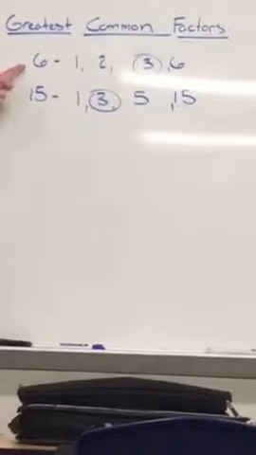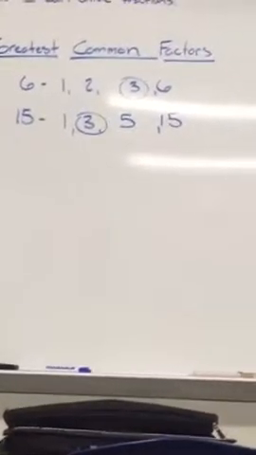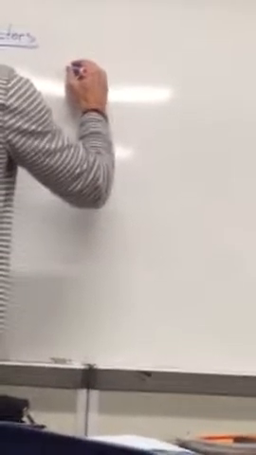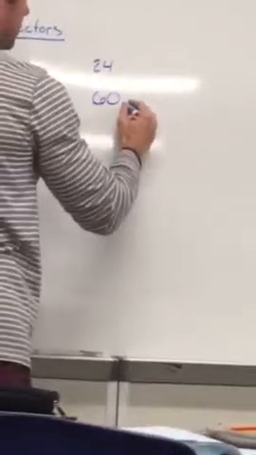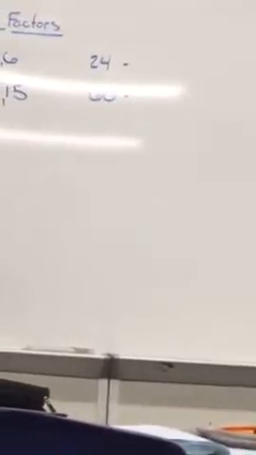Well, what's also true about the numbers 6 and 15? They're very simple. They're very small. Okay? Let's do another one. A little more challenging. 24 and 60. This is still not that bad because 24 and 60 are pretty easy to work with.